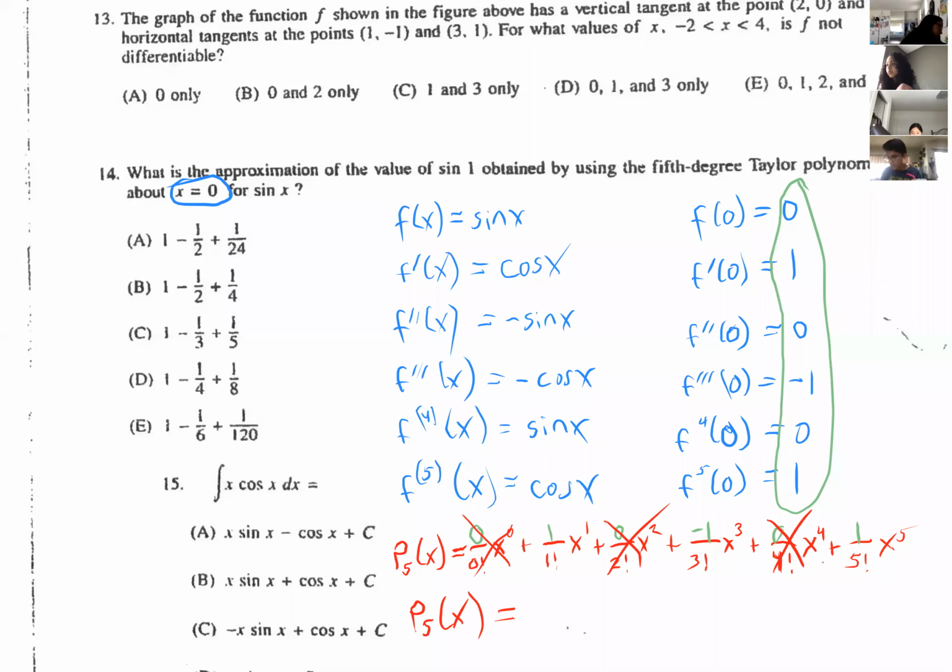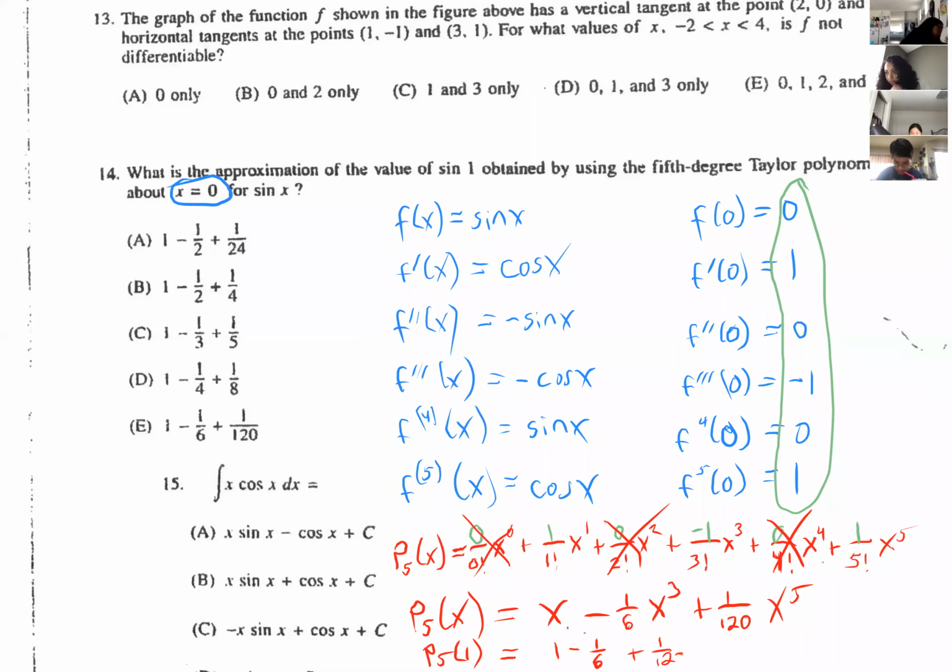equals, so I have x over 1 factorial, which is just x, minus 1 over 6 times x cubed, and then plus 1 over 5 factorial. 5 factorial is 120. And then you would just plug in 1 here because we're approximating at x equals 1. So when you plug in 1 here, it's just 1 minus 1/6 plus 1/120.